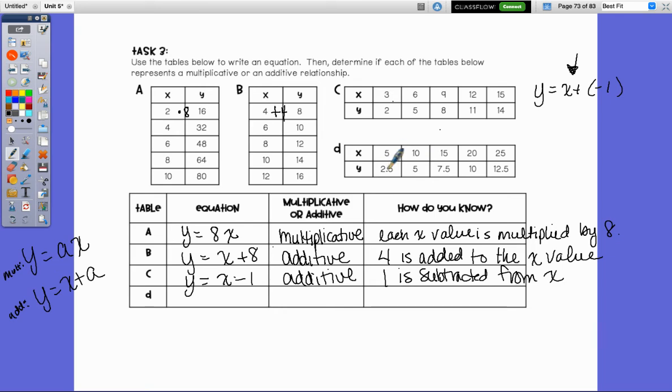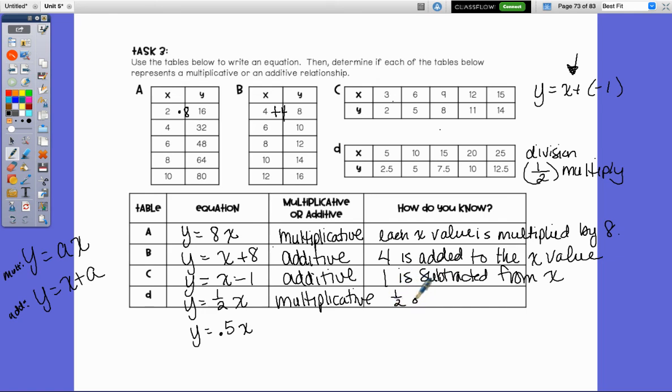Okay, how about this one? 5 to 2.5, 10 to 5. Ooh, this is division, right? But division is the opposite of multiplication. So I could actually multiply by a half. That works too. And that's what I'm actually going to do. I am going to multiply by 1/2. Because remember, when I write this as multiplicative, I want it to be multiplication. So y equals 1/2 x. You could write that as a decimal if you like decimals better, but I like fractions. And then I'm going to say 1/2 of the x value. Look, I fit it in the box.